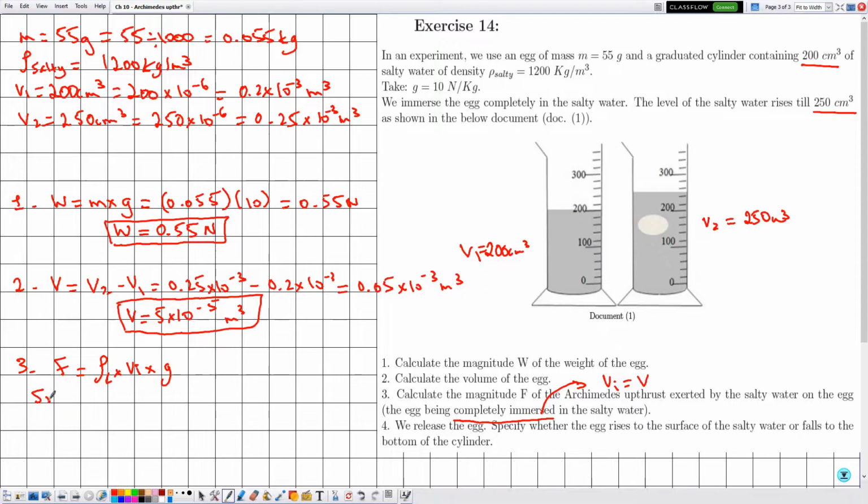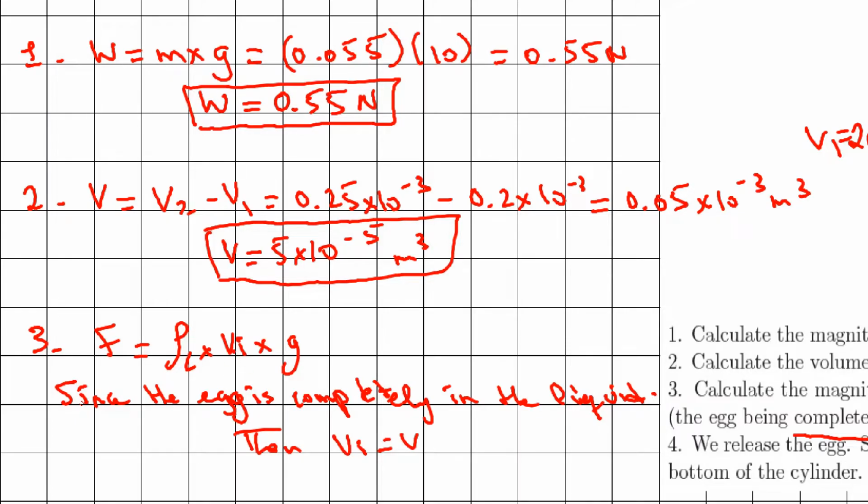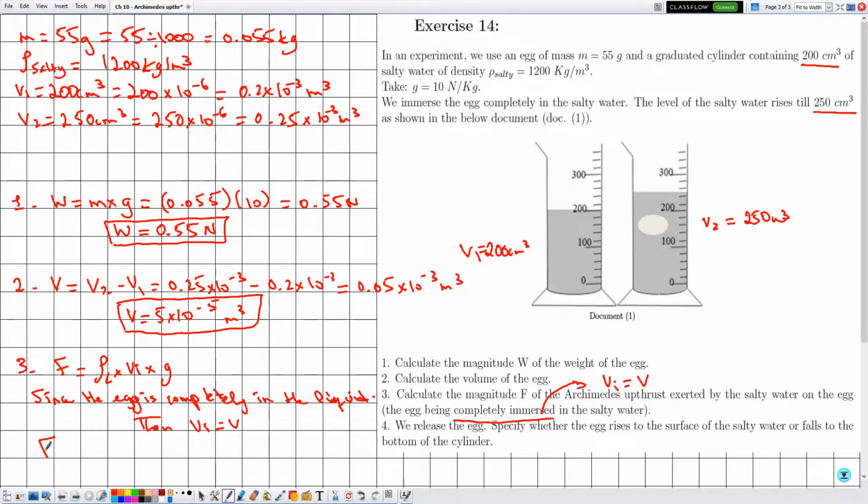So since the egg is completely immersed in the liquid, in this case Vi is equal to V, and let's rewrite the expression of F replacing Vi by V. So the value of F is equal to the density of the liquid, rho salty, multiplied by the volume of the immersed part, which is V, multiplied by the value of G.